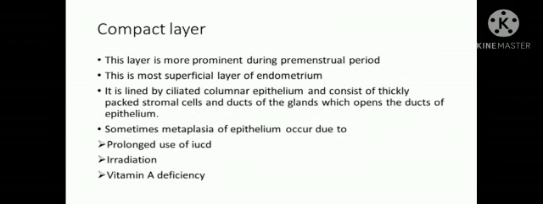Compact layer. This layer is more prominent during the premenopausal period. This is the most superficial layer of the endometrium. It is lined by ciliated columnar epithelium and consists of thickly packed stromal cells and ducts of the glands, which open onto the epithelium. Sometimes metaplasia of the epithelium occurs due to prolonged use of IUCD, irradiation, vitamin A deficiency.